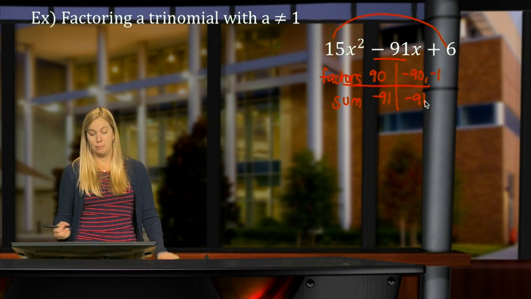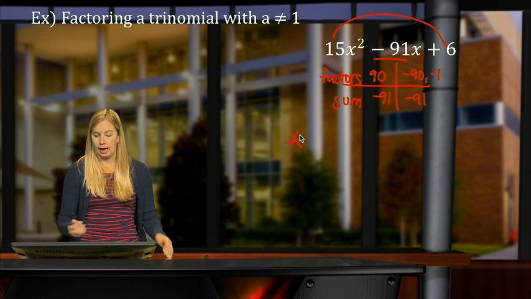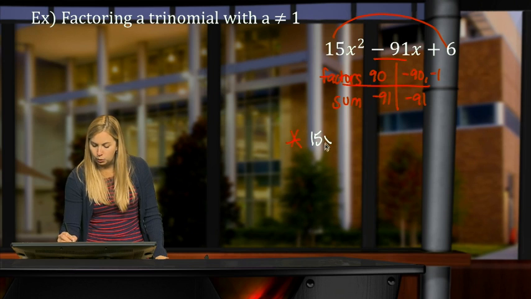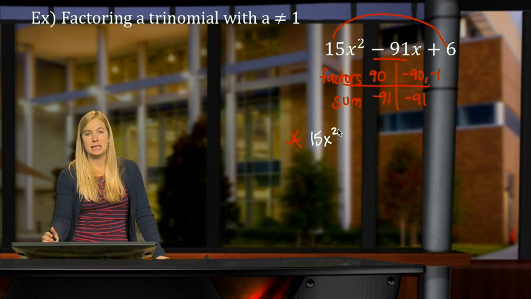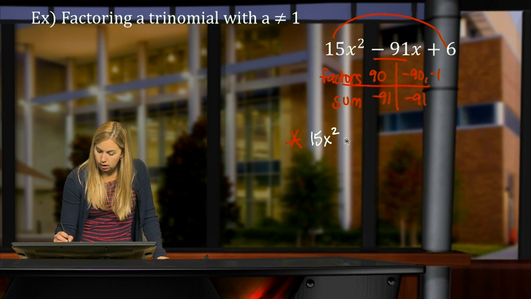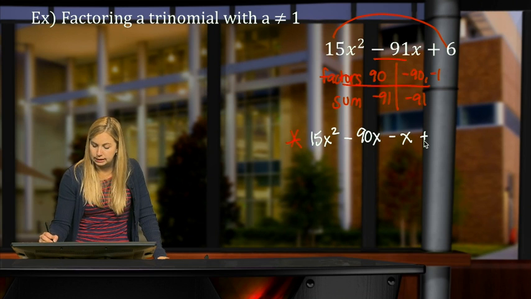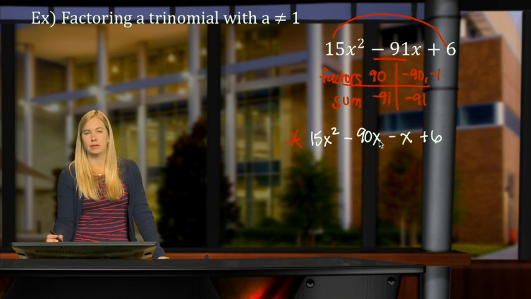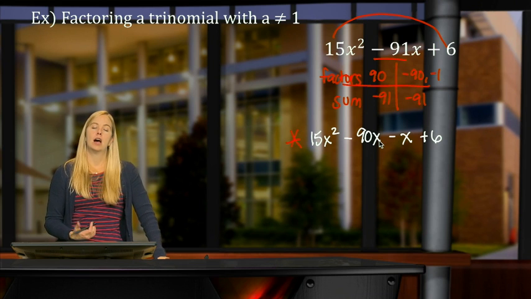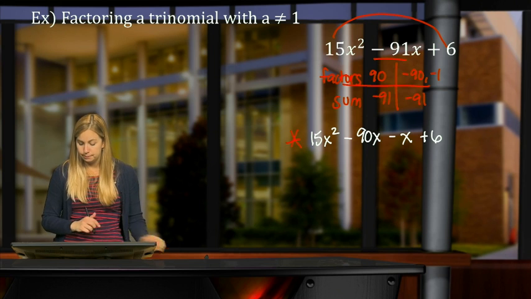And now I rewrite my quadratic. Again, this is the step that we need to make sure we don't forget. 15x squared. I'm going to split the negative 91x to negative 90x and negative 1x. Let's do negative 90x first, negative 1x second, plus 6. The arrangement of those two terms doesn't matter. You'll find that if you switch it around, you'll still get the same factors at the end.